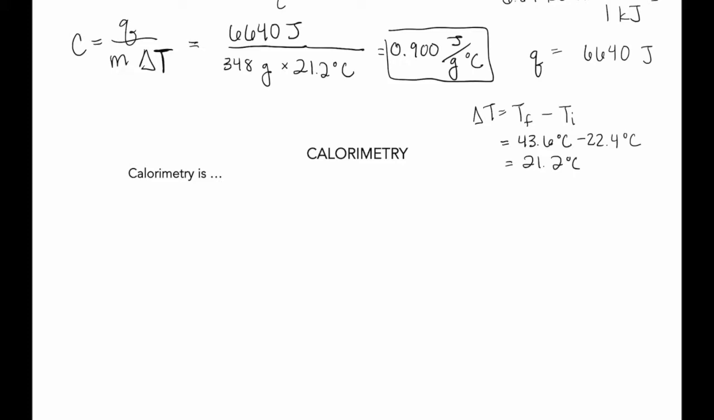So one way that we can actually measure these changes in energy, how much energy is produced for a certain reaction, is through calorimetry. Calorimetry is a technique that we can use to measure the heat that's involved in a chemical or physical process.